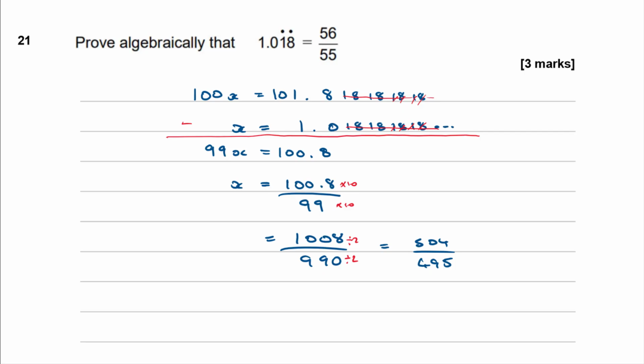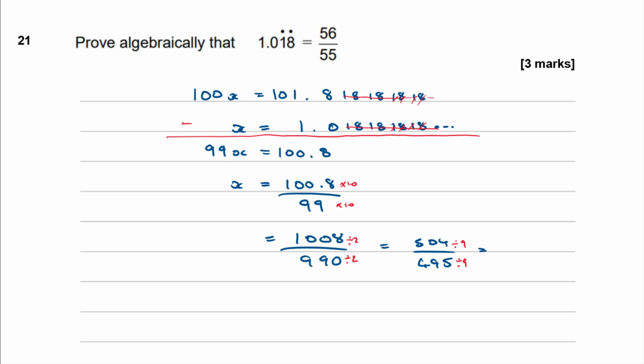56 goes into 504. How many times? Well, if you look, 5 plus 0 plus 4 adds up to 9, and 4 plus 9 plus 5 adds up to 18. They're both divisible by 9, so that means my number divides by 9. So dividing top and bottom by 9, I think, then gives me the answers I'm looking for.